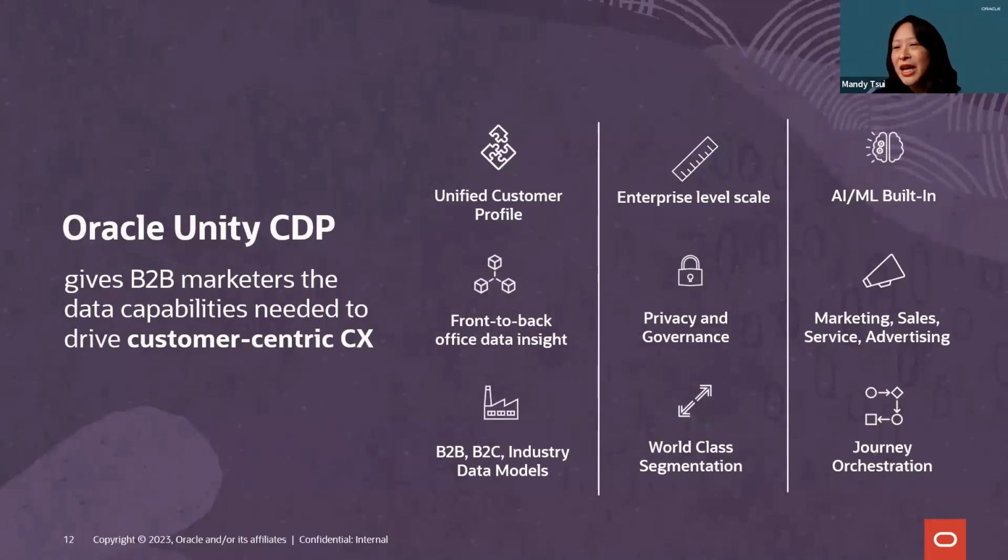We have built-in native AI ML capabilities, over 17 out-of-the-box AI ML models that are readily available for you to use within the platform and apply to this comprehensive set of account and customer data. If you have internal data science teams that have already built your own models, we also have the flexibility for you to bring that model into Unity and apply it to the unified account and customer data.